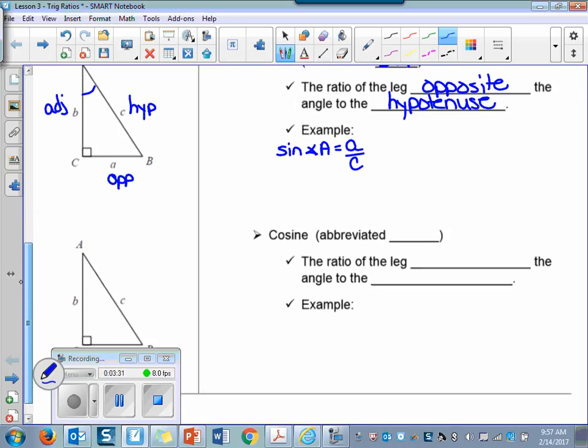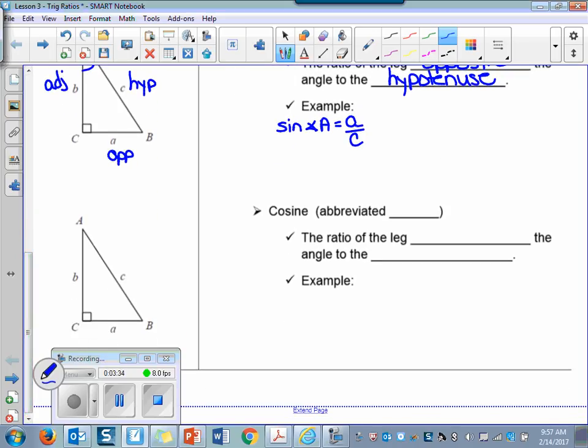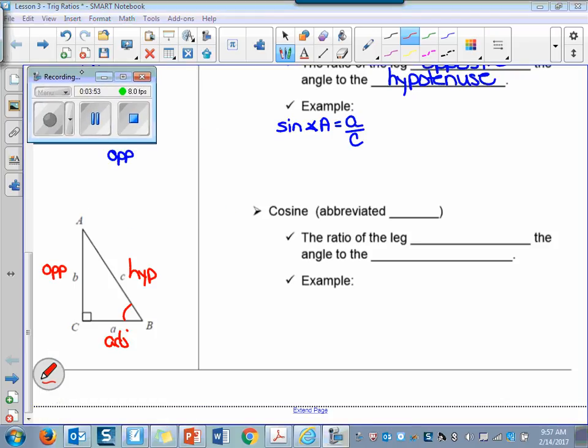Let's look at, and I'm going to use the second triangle on here, angle B. In this case, the opposite side is labeled B, the hypotenuse is still C, and the adjacent side is A. All right, so sine of angle B is going to be the opposite, B, over the hypotenuse, C.